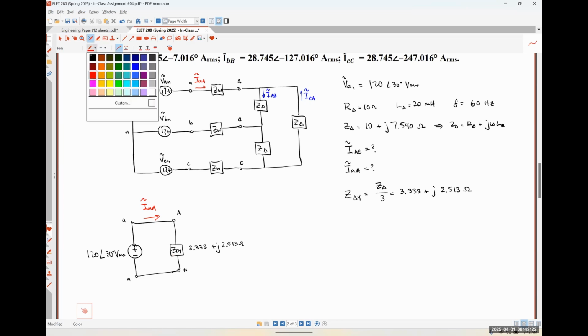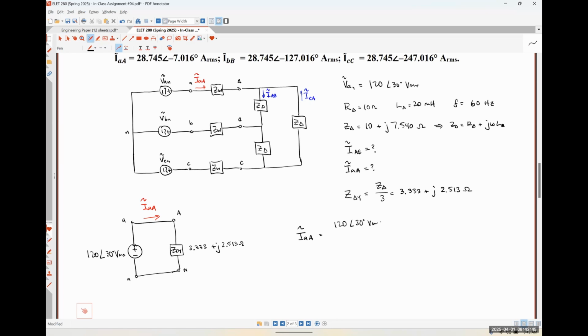So how would we solve for this line current IAA? Ohm's law. V over Z is the current that we're looking for. So 120 angle 30 degrees volts RMS over 3.333 plus j2.513 ohms.